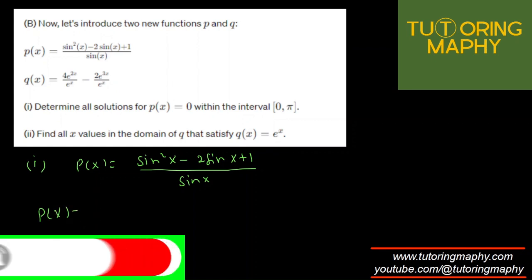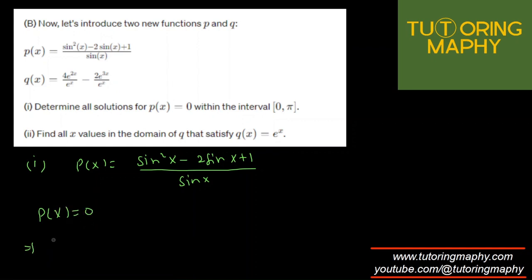We want p(x) to be 0. So if we equate p(x) to 0, then sine squared x minus 2 sine x plus 1 over sine x should be equal to 0.